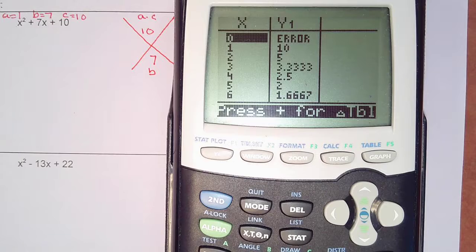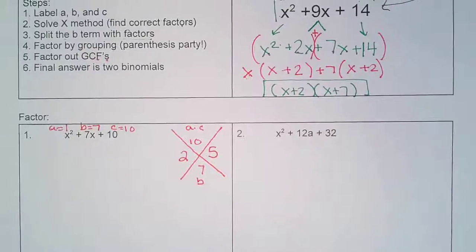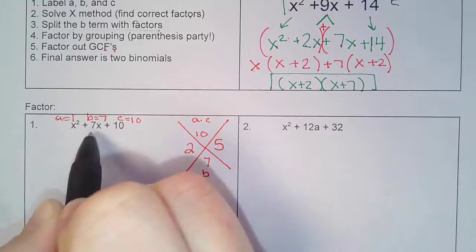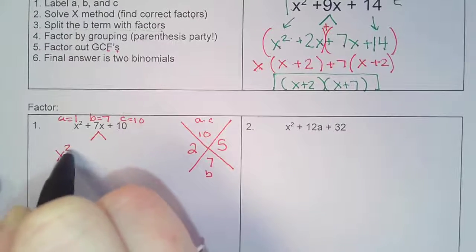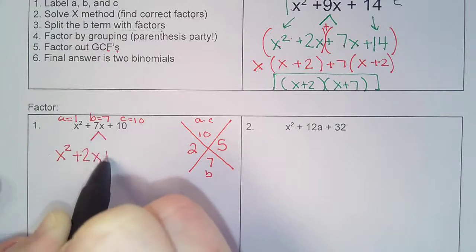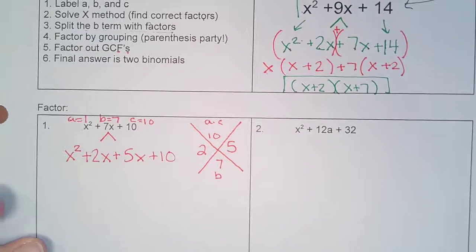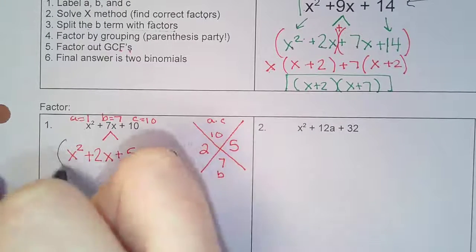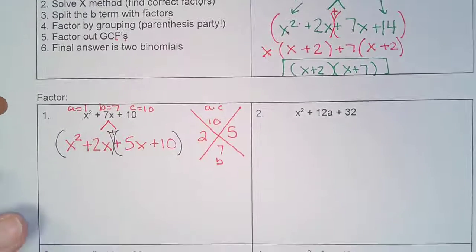Well, 2 times 5 adds to 7. So the factors that I want to use are 2 and 5. Step 3, split the middle term with those. So I'm going to drop down x squared. Then a 7x is going to split into 2x and a positive 5x. Then I drop down the plus 10. Parenthesis party time, first two together, last two together, plus sign between them.